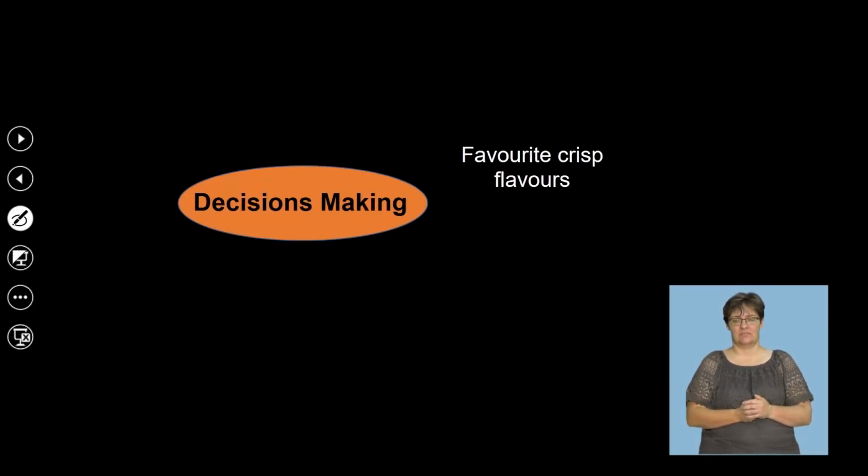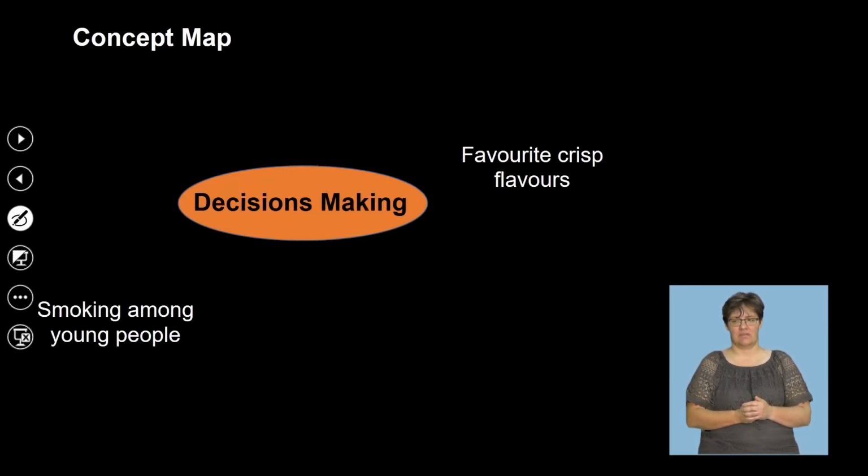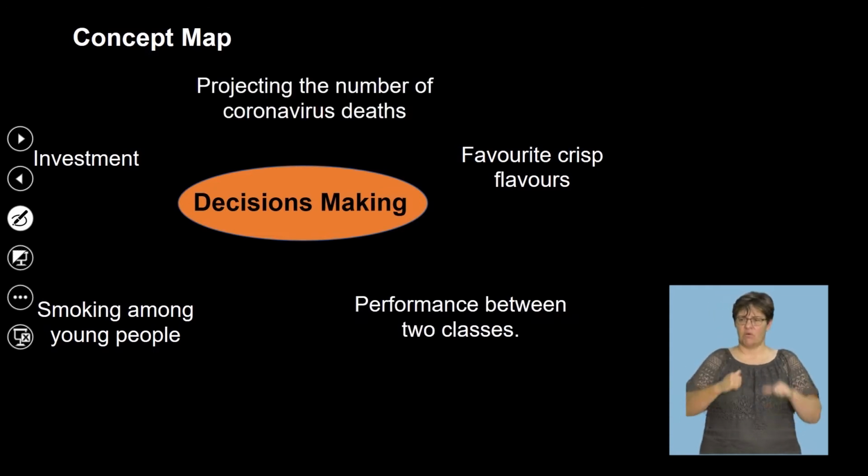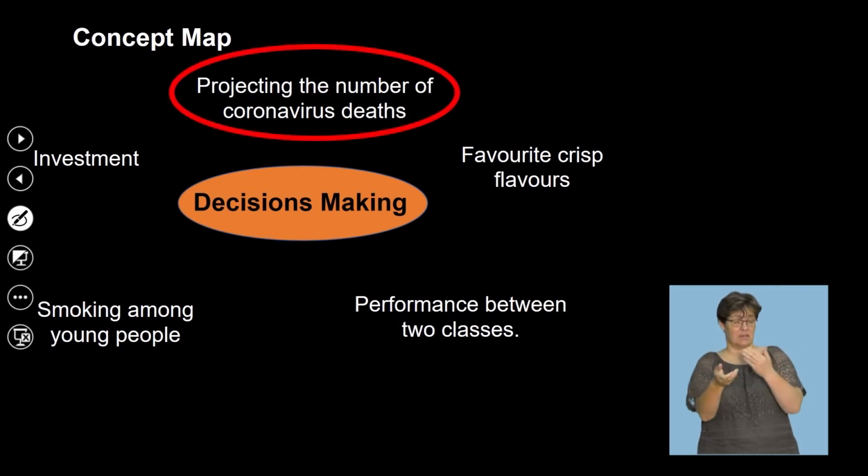So let's start. We said we'll look at favorite crisp flavors, smoking among young people, investment performance between classes, and the projection of the number of coronavirus deaths. Let's look at that.